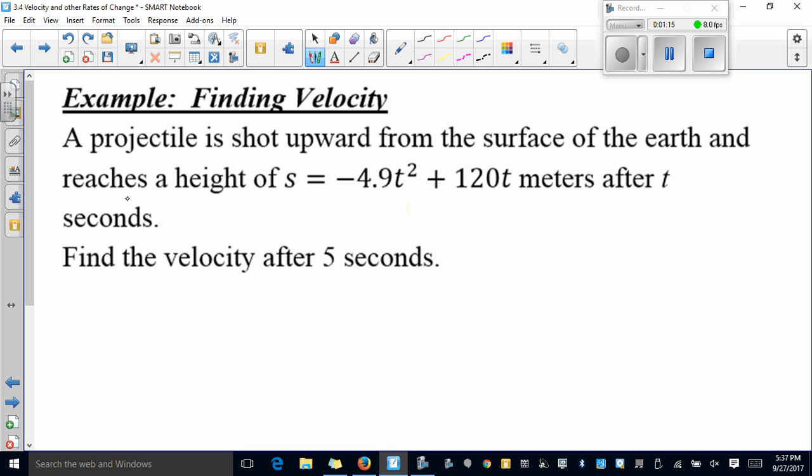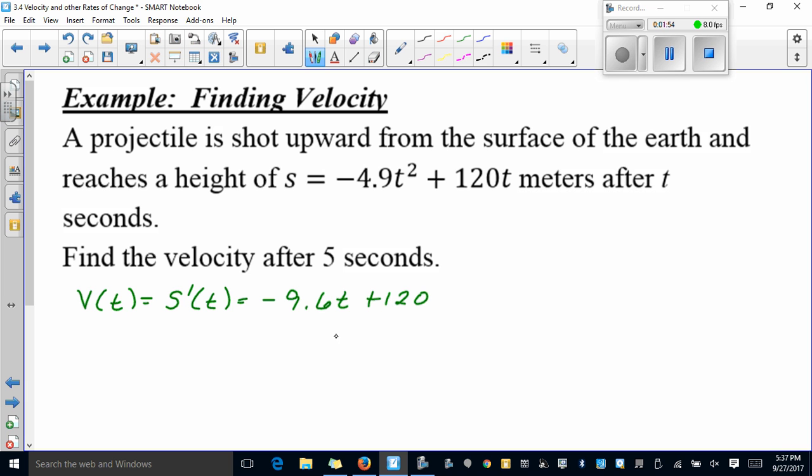Okay, so on example, this one here, a projectile is shot upward from the surface of the Earth and reaches a height of s equals negative 4.9 t squared plus 120 t meters after t seconds. Find the velocity after 5 seconds. So for velocity, we need our velocity function, which is the derivative of our position function, which gives us negative 9.8 t plus 120.